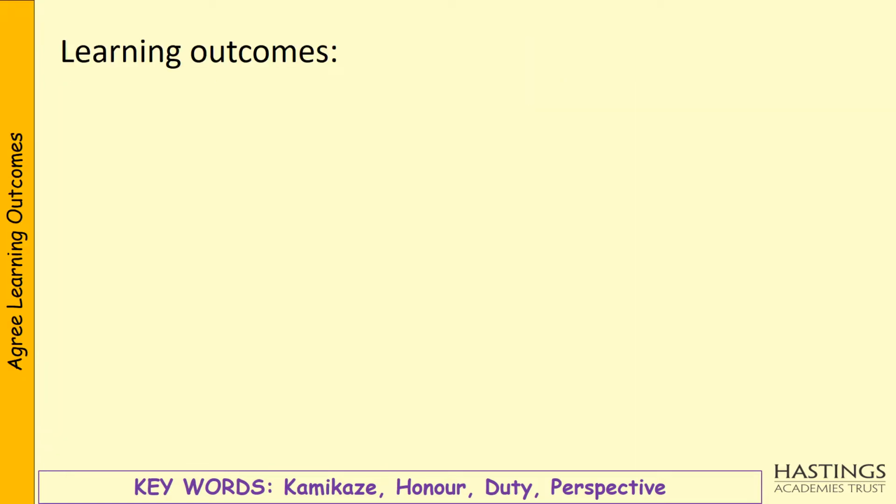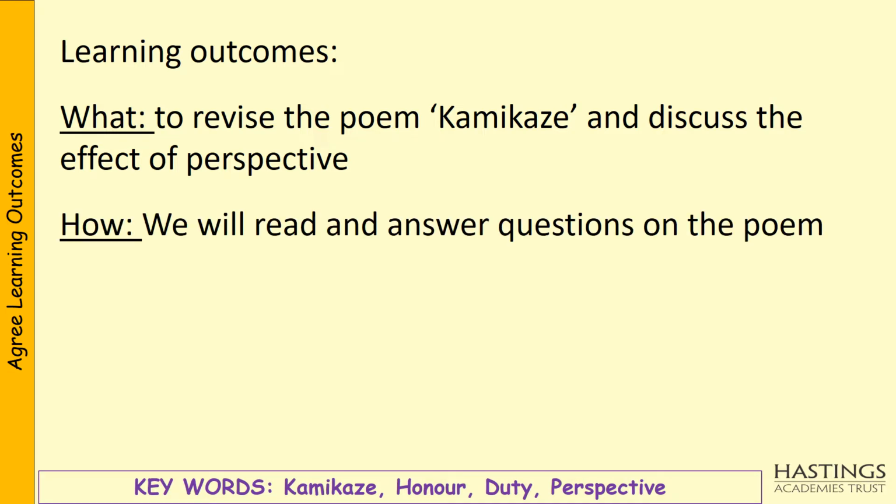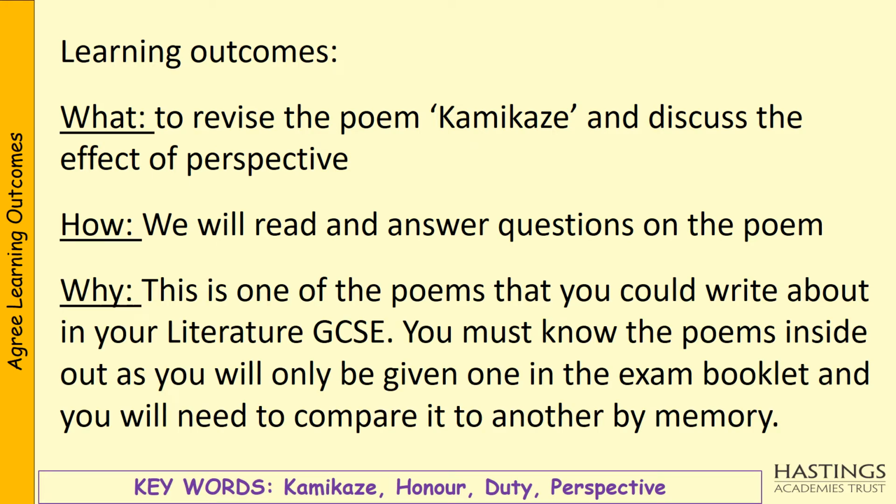Okay. So, our learning outcomes. We're obviously going to revise the poem Kamikaze. We're also going to discuss the effect of perspective in this poem, because that is quite interesting how the poet uses it. We're going to read the poem, answer questions on it. And this is one of the poems in the GCSE anthology for your English literature exam. In the exam you will be given one poem and need to compare it with another, so it is really important that you do know the poems really well.